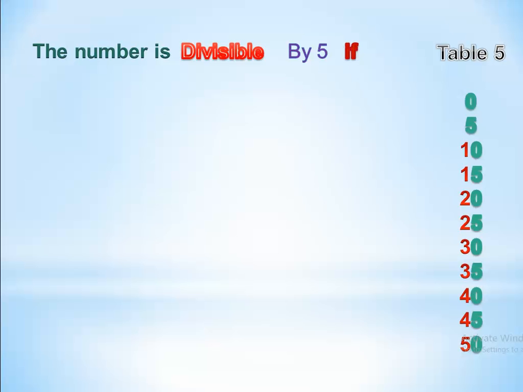Table 5, if we write table 5: 0, 5, 10, 15, 20, 25, 30, 35, 40, 45, and 50. So the unit is 0 or 5. So any number in table 5, we can find that the unit digit is 0 or 5. So the number with unit 0 or 5 is divisible by 5. So the number is divisible by 5 if the unit digit is 0 or 5.